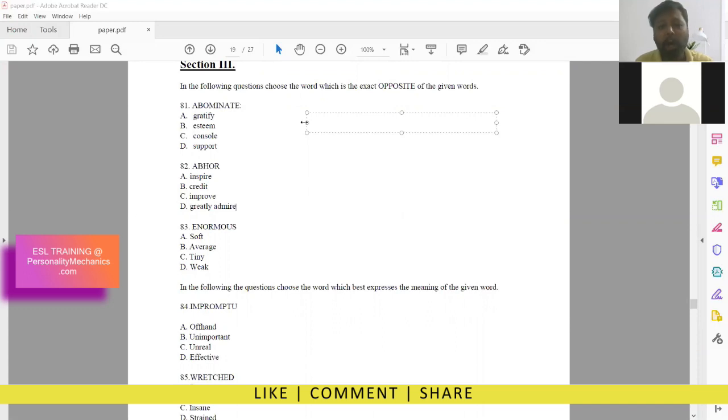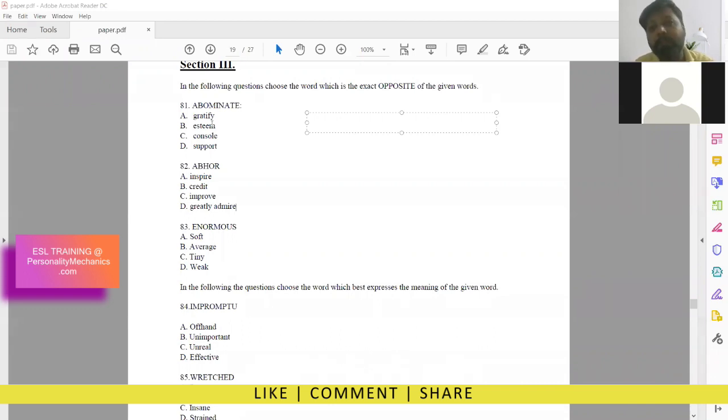And the opposite meaning word, the best opposite meaning word from the lot, is esteem. Because esteem means that you want to respect someone, and abominate means that you're hating someone. So this is predominantly the opposite set. If you talk about gratify, it would mean that you want to help someone, please someone. So that is gratify.